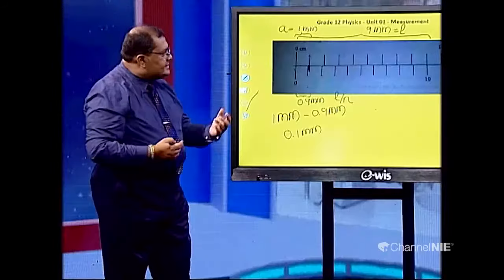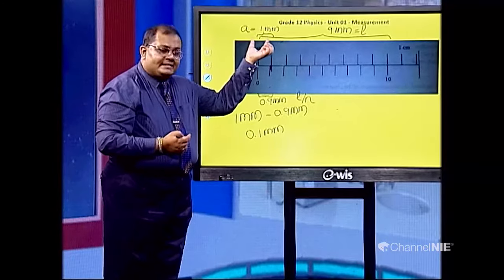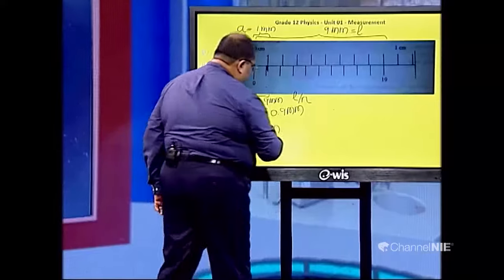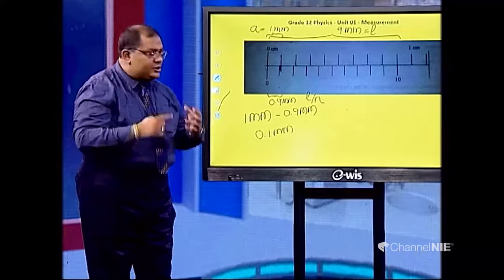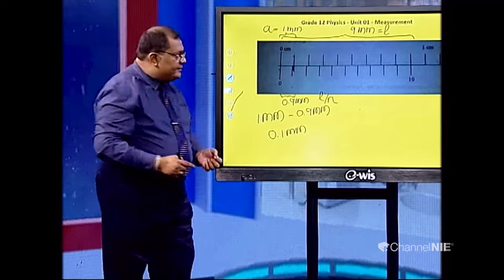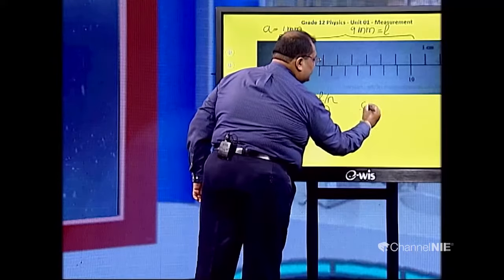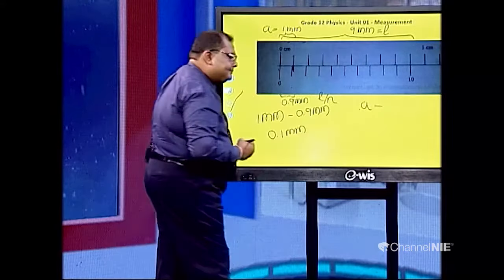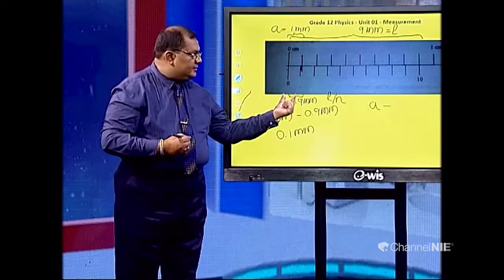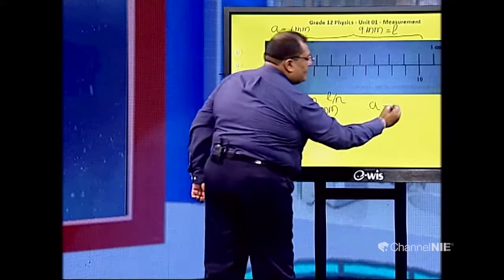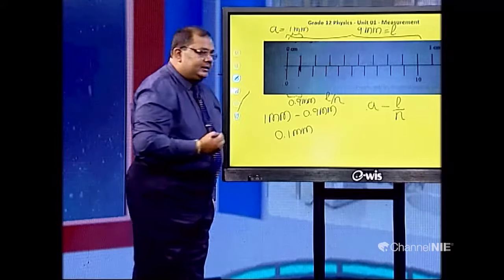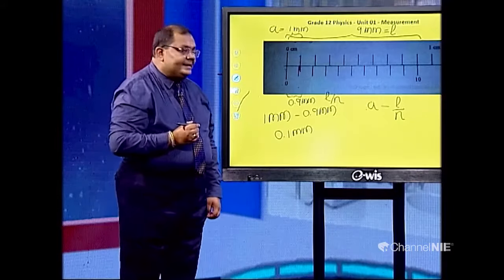Now we found least count by the difference of least count of the main scale and width of a division. What is that difference? 1 millimeter minus 0.9. Generally I can write 1 millimeter as A, least count of the main scale, A minus width of a division, which is L over N. This is the main equation for least count.